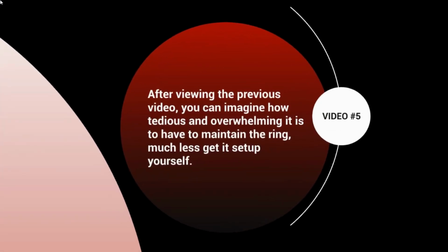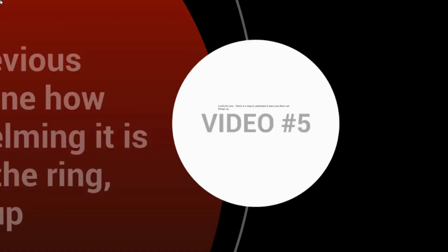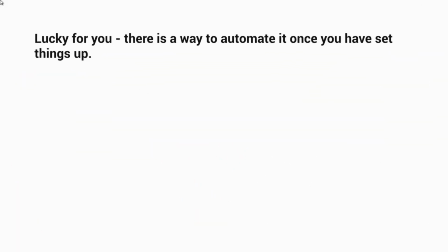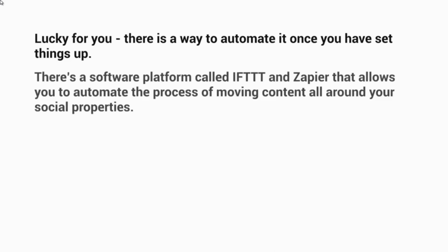We're going to talk about how to automate the ring, now that you understand how everything is interlinked, how everything is connected, and how you can kind of be creative and make your own ring. So after viewing the previous video, you can imagine how tedious and overwhelming it is to have to maintain the ring, much less get it set up yourself. But lucky for you, there is a way to automate it once you have set things up. Getting things set up is the tedious process.